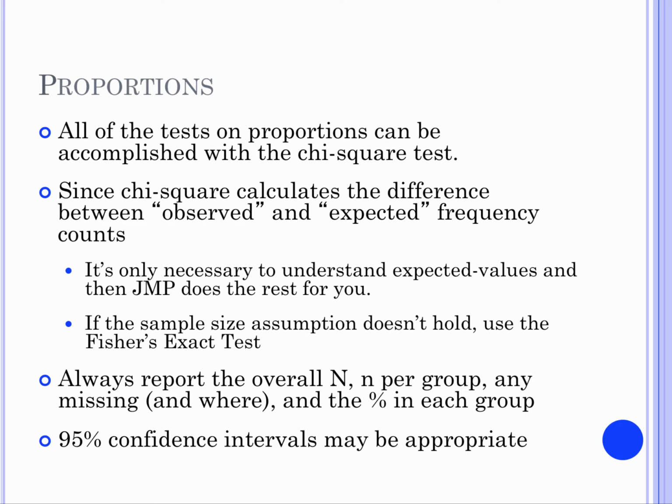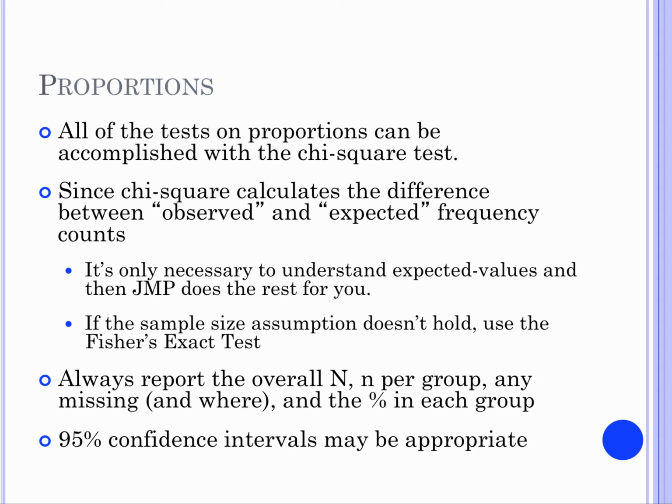All of the tests on proportions are generally accomplished with the chi-square test. Remember to look at the expected frequency counts. If more than 20% of cells have an expected count less than 5, then you'll need to do the Fisher's exact test. JMP reports the Fisher's exact test for a 2x2. You need to ask for it for anything larger than a 2x2, but JMP will give you a warning in either case if you need to utilize an exact test.